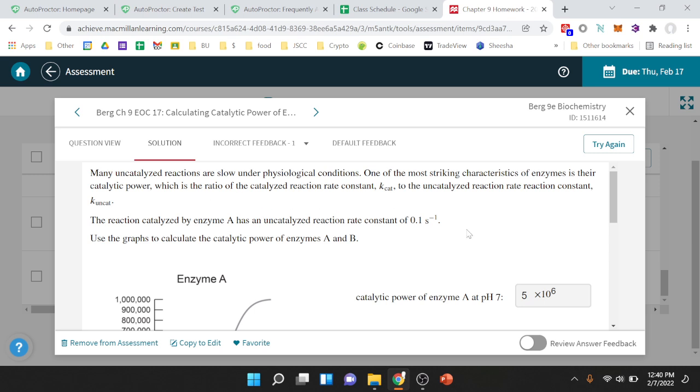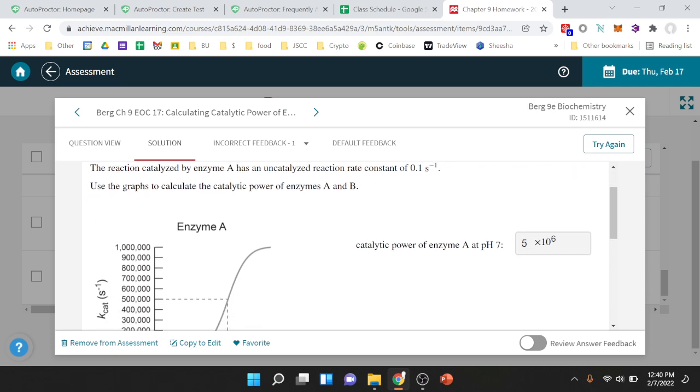Okay, so the reaction catalyzed by the enzyme A has an uncatalyzed reaction rate constant of 0.1 per second. Use the graphs to calculate the catalytic power of enzymes A and B.